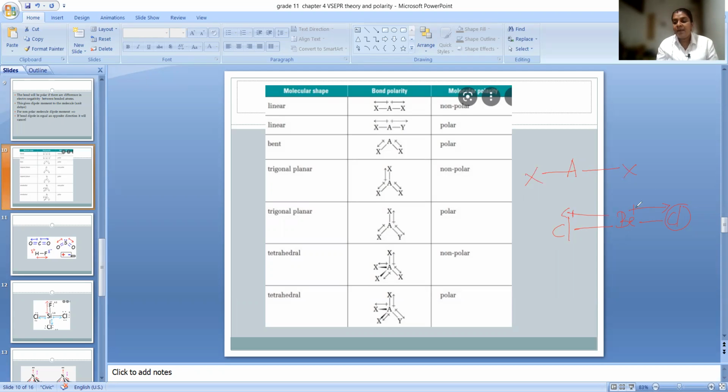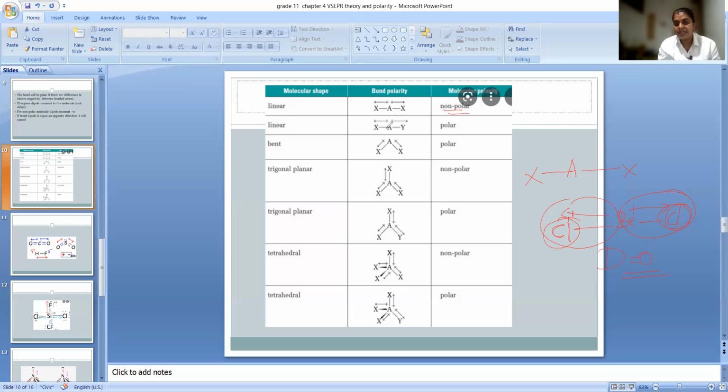So what will happen? The dipole moment, I already said, has both magnitude and direction. So they will cancel each other because they act in opposite directions. So the total dipole moment at the end should be 0. That is the reason why, if the atoms attached to the central atom are the same, finally the dipole moment becomes 0 and the molecule becomes non-polar.